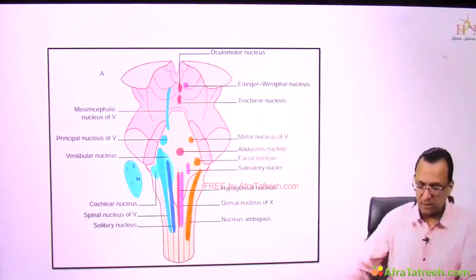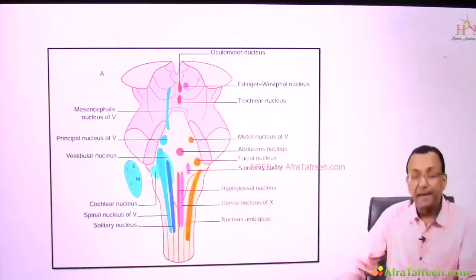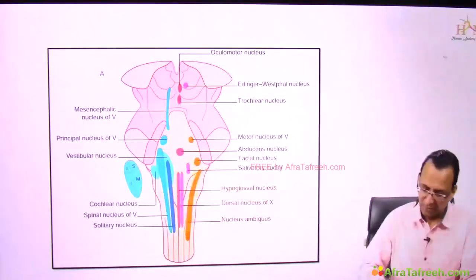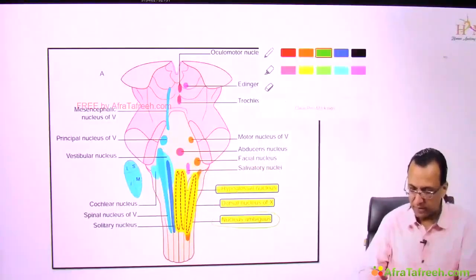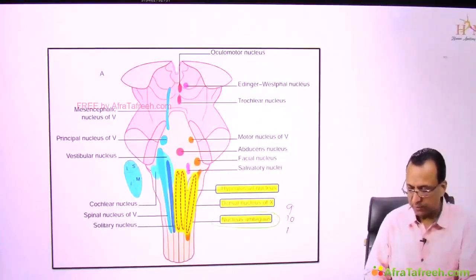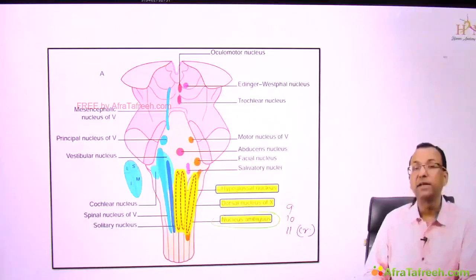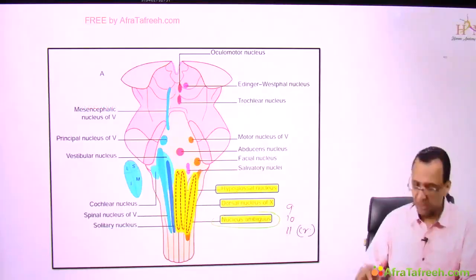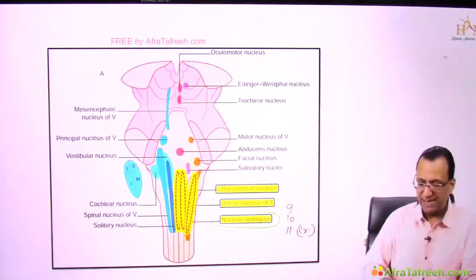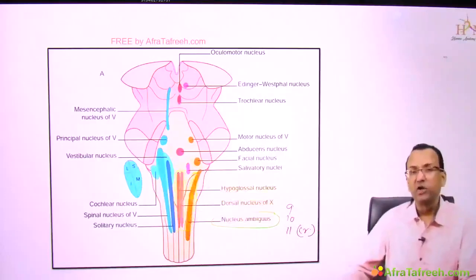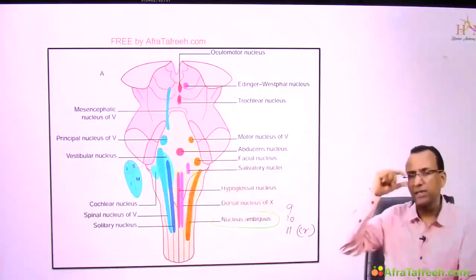And what is there in the medulla oblongata? It is the number 9, 10, 11, 12. If you remember, we have discussed the nucleus ambiguus is the number 9, 10, 11. Which part of 11? Cranial 11. It is in the medulla oblongata. So nucleus ambiguus is the number 9, 10, 11, cranial part of 11, and it is in the medulla oblongata? Yes, it is there.